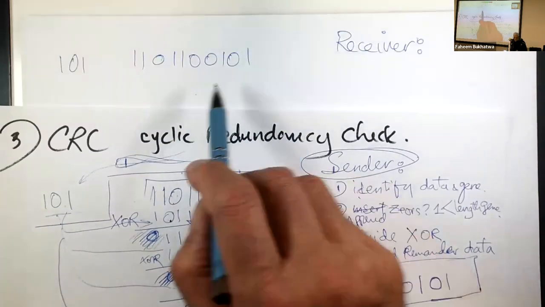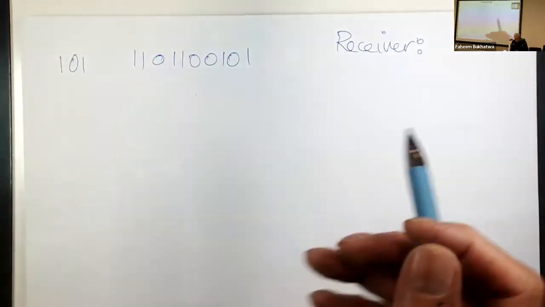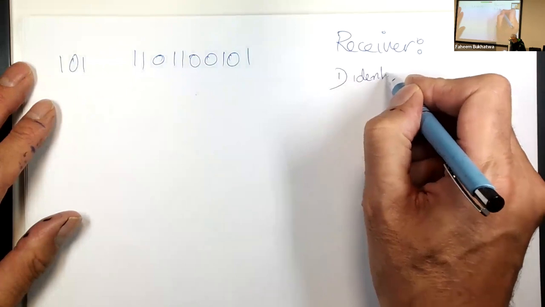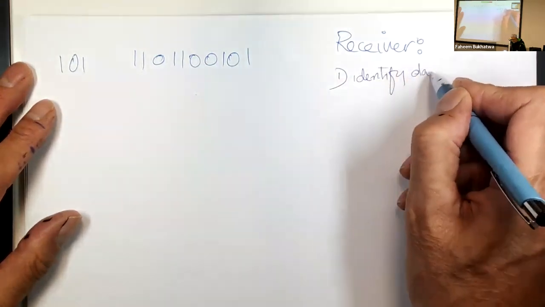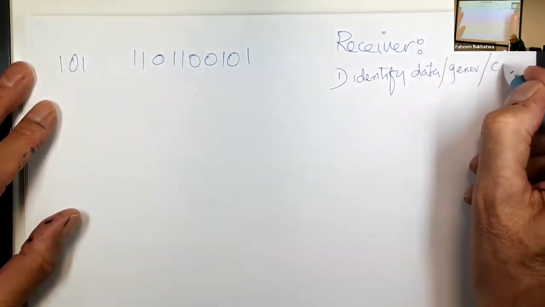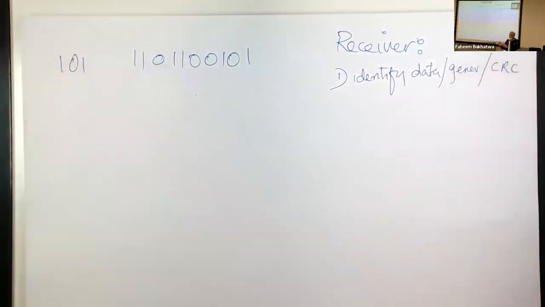Now let's see the receiver. The receiver now receives this frame or packet. First step, the receiver needs to identify the data, the generator, and the CRC. CRC meaning the addition that was added by the CRC. In some networks, they call the field the frame check sequence, FCS, the little frame where they actually put that CRC, the extra, redundant piece of information.